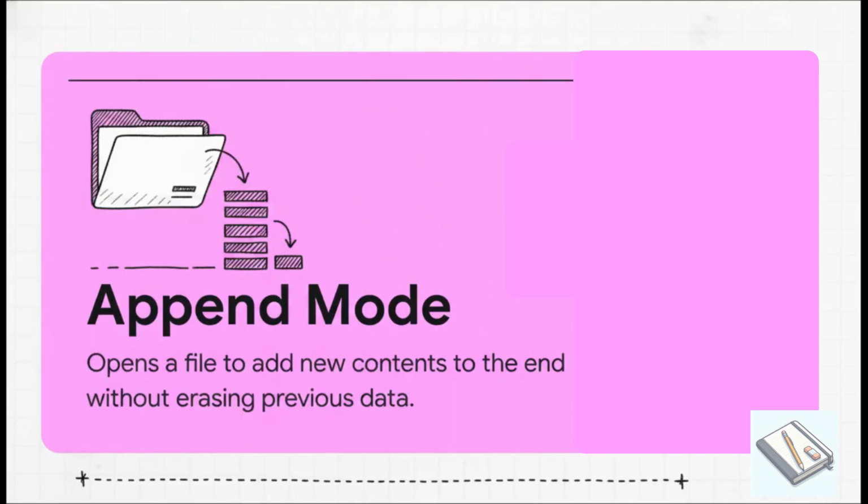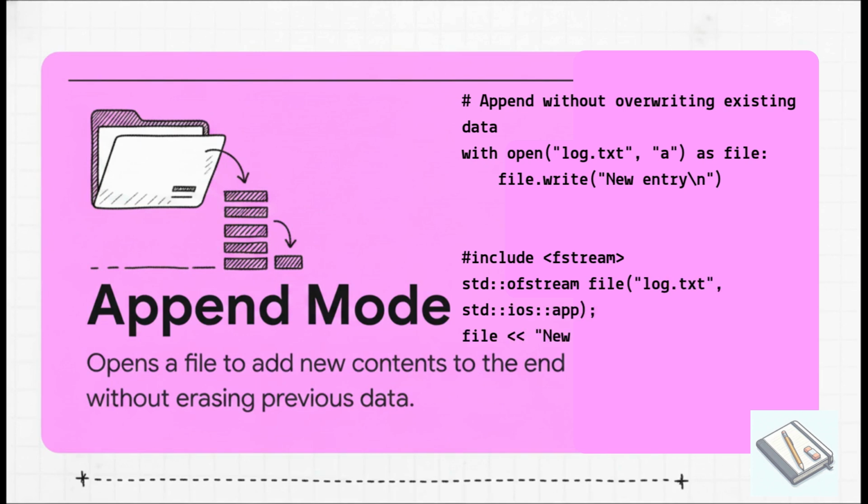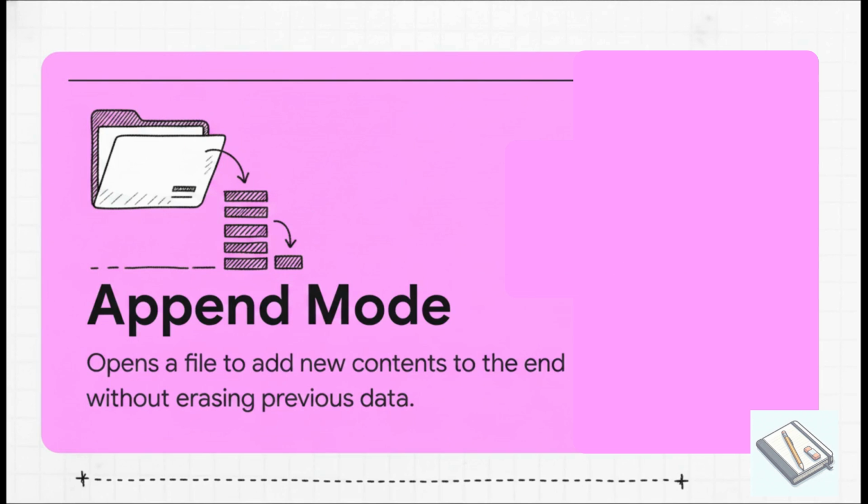So, here is a really crucial point. How do we manage existing data? If you open an already existing file in basic write mode, you are going to instantly overwrite and erase every single thing inside of it. That's a nightmare. That's where append mode comes to the rescue. In Python or C, you use the letter A, and in C++, it's ios::app. Append mode specifically opens a file to add new contents to the very end, keeping all your previous data perfectly intact. This is what allows your programs to maintain ongoing logs rather than wiping their memory fresh every single time they start.